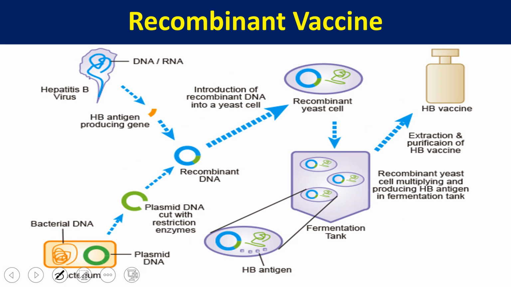Then we are going to produce recombinant vaccines. For many recombinant vaccines, we take a particular gene of interest from the bacteria or the virus, and that gene will be transferred to bacteria. So the bacteria will produce the proteins, the protein will be purified, and that protein will be used as a vaccine.